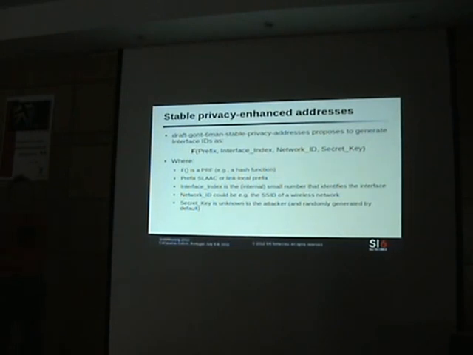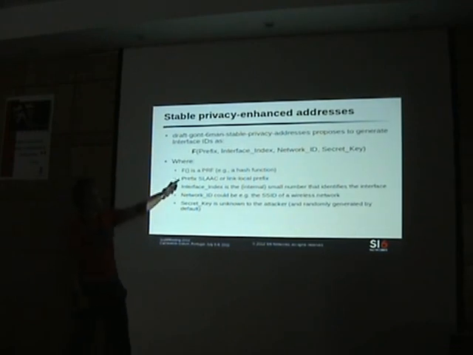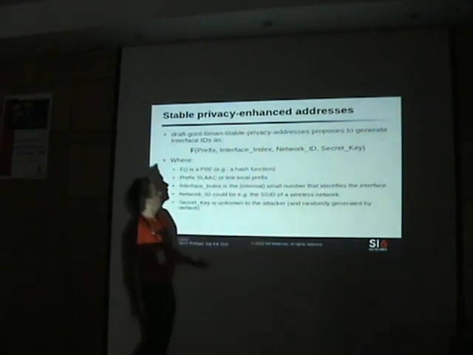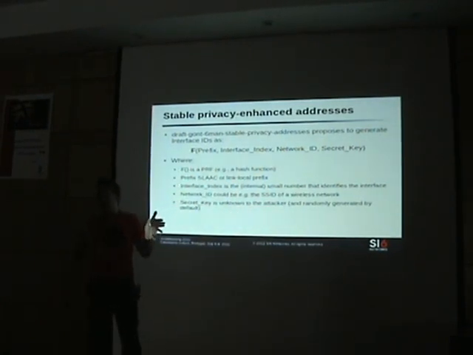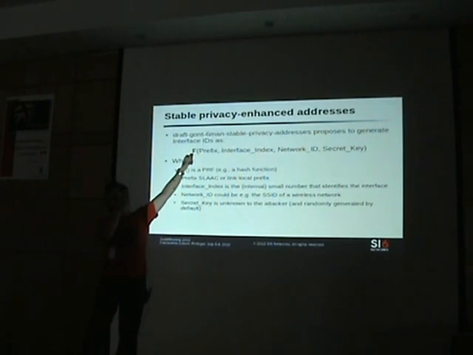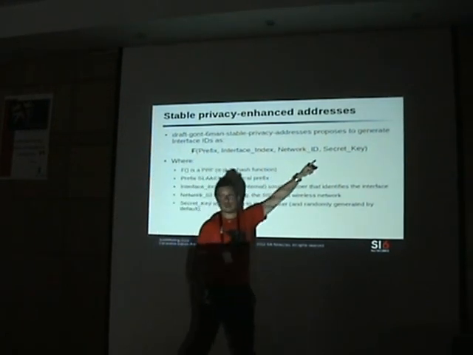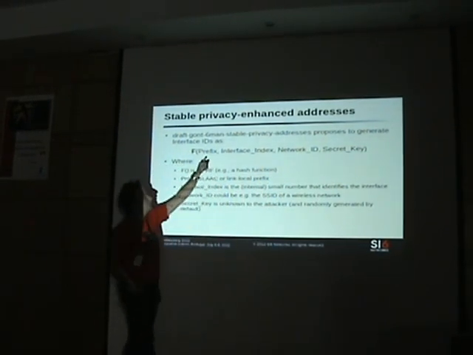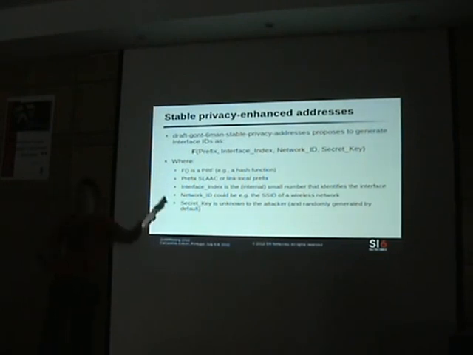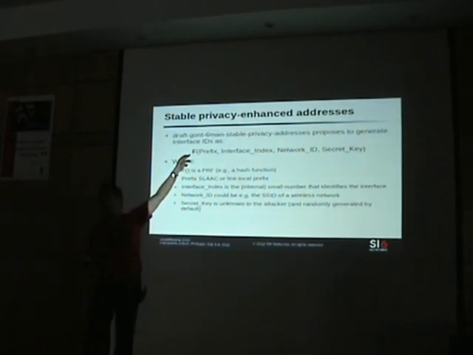A few months ago, and the basic idea is to select the interface ID as a result of a hash function that you compute over these parameters. First one is the prefix, the network prefix. Of course, bottom line, the security of this mechanism relies on the security of the hash function and on the secret key. So the idea is that we include the prefix as one of the parameters of the hash function, so that if the prefix changes, for example, when we move from one network to another, the result of F is going to change.